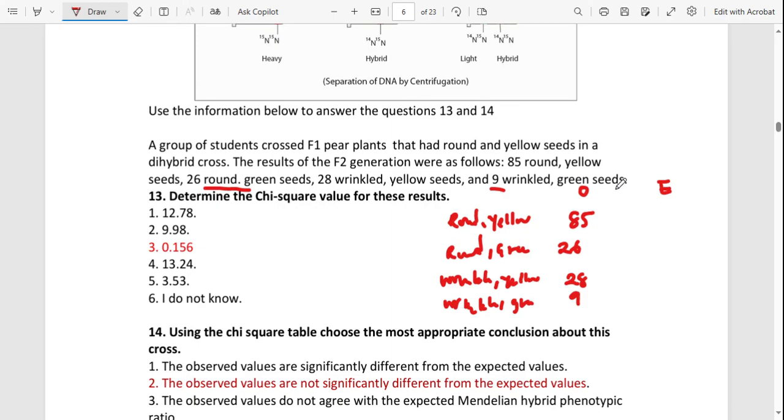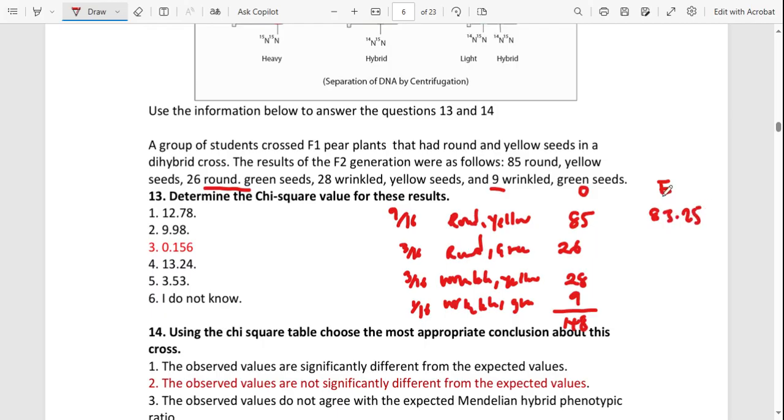But remember we said that the expected ratio from the Mendelian genetics is supposed to be 9 out of 16, because for the dihybrid we find a total of 16. It's supposed to be 3 out of 16, 3 out of 16, and this is supposed to be 1 out of 16. So what you do is get the total after you add these. That's 148. So to find the expected round yellow, you say 9 out of 16 times 148. So I'll say 9 times 148 divided by 16. So the expected value here is 83.25.